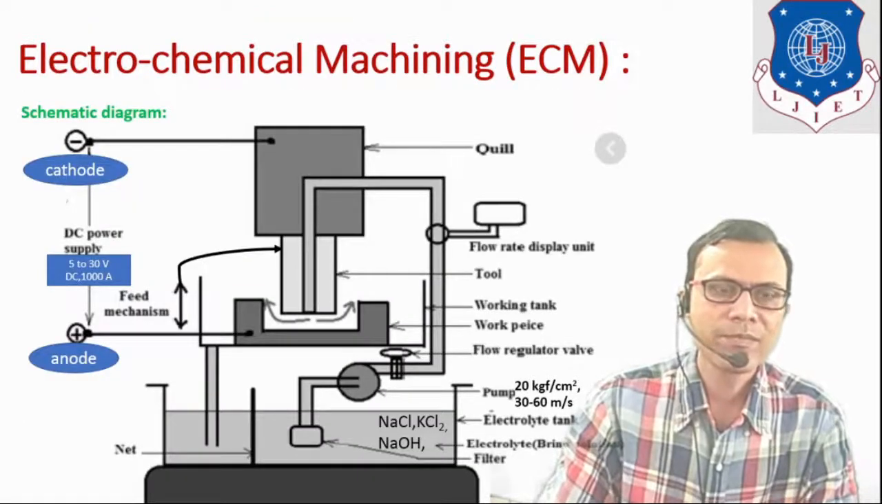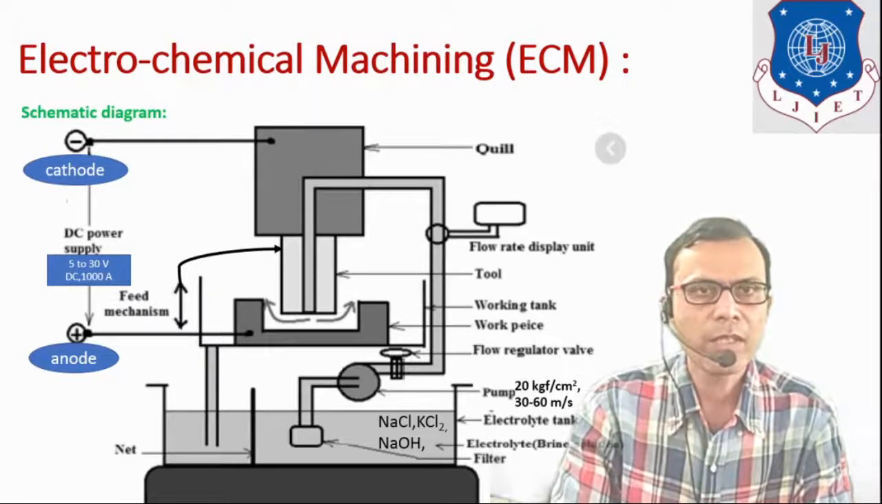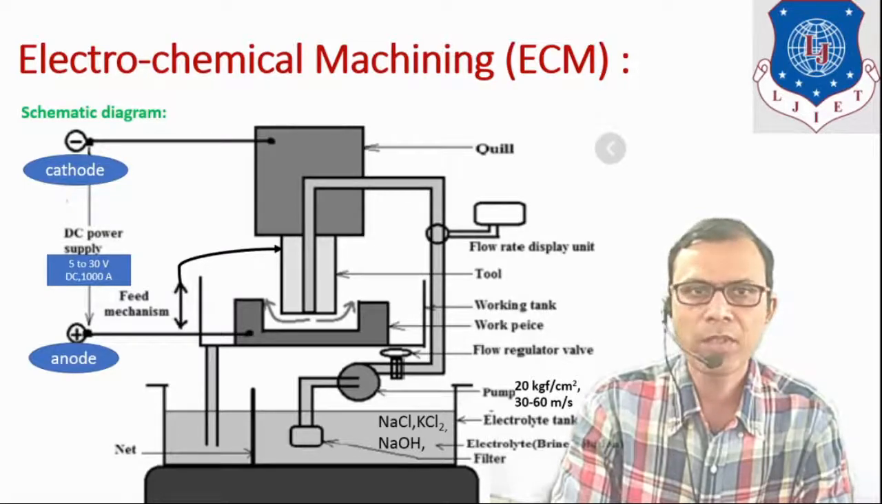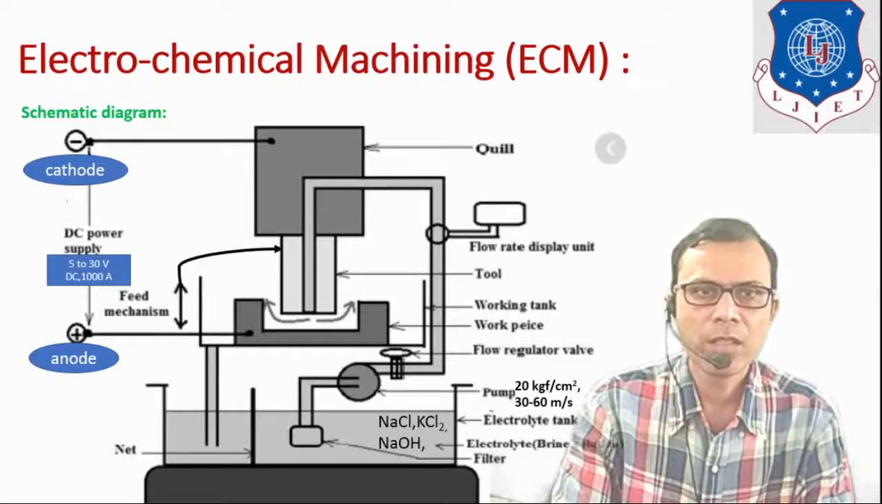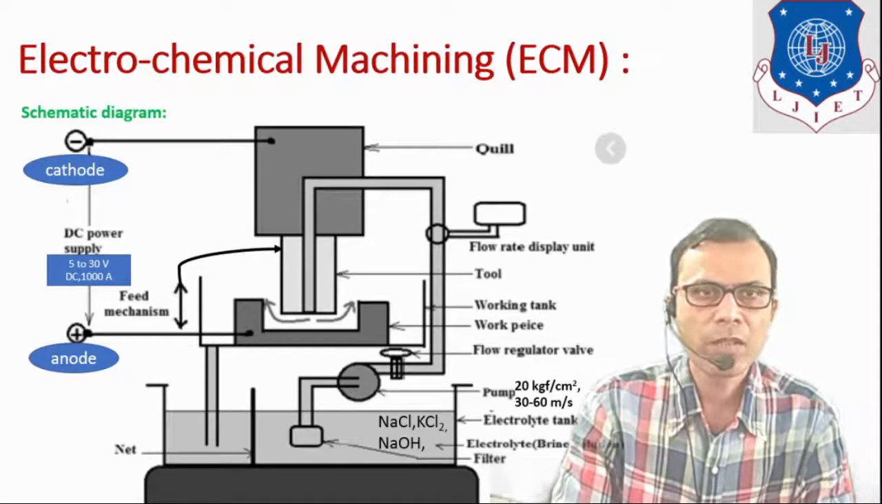The next process is electrochemical machining. In short form, it is known as ECM. Here, as its name suggests, some chemical reactions take place, and by that chemical reaction the material of the workpiece is removed. Let's see what basic equipment is used.